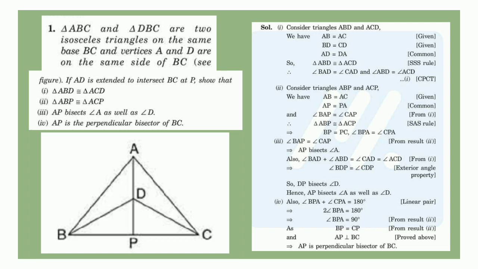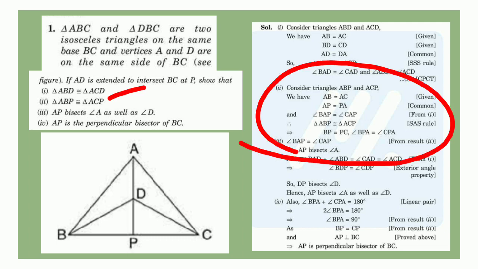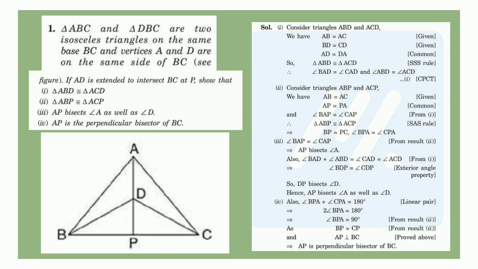Okay. Then subquestion B. What is subquestion B? Triangle ABP is congruent to triangle ACP. For this, see, in triangle ABP, AB and in triangle ACP, AC, that is an isosceles triangle, we know AB equals AC, it is given. So AB equals AC given. Then AP is the common side of these two triangles, so AP equals AP common side.